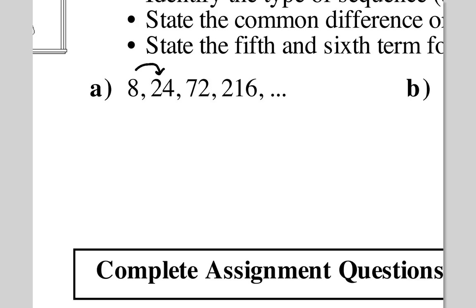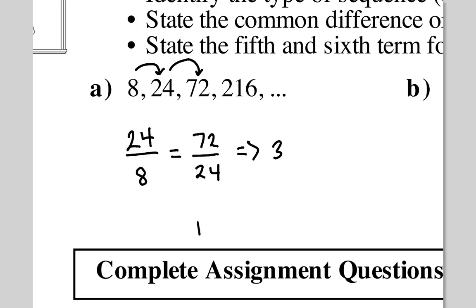16. So add 16 to 24. Do you get 72? No. So it has to be geometric, or it should, my senses are telling me it's geometric. So take the next divided by the previous. It should be the same as the next divided by its previous. And I'm thinking this is 3, right? So R must be 3, therefore geometric.